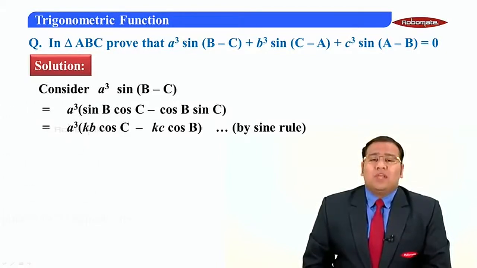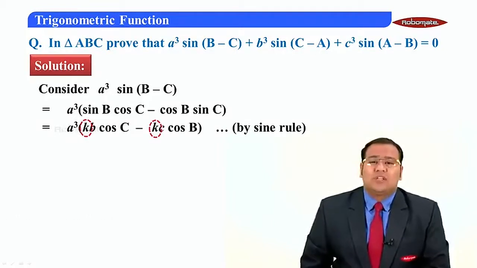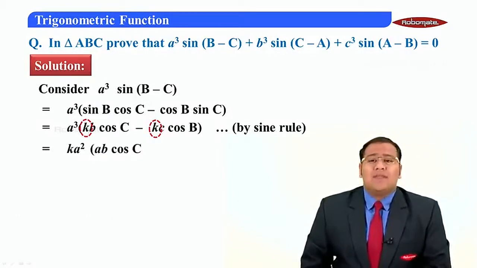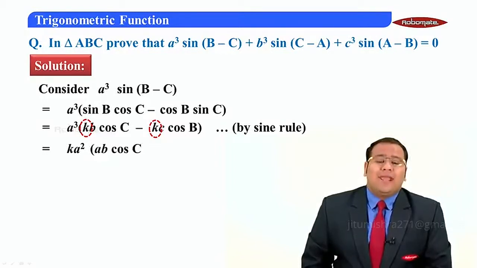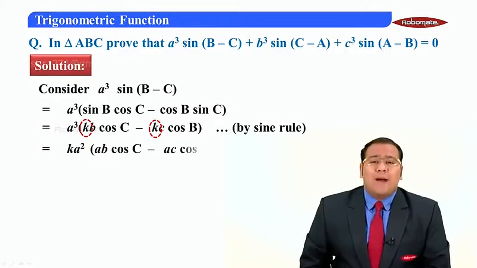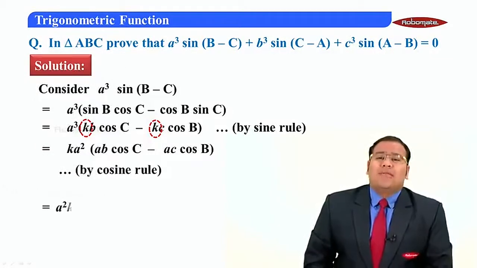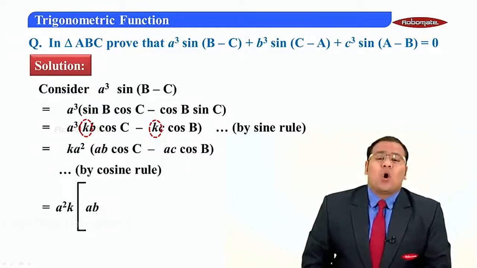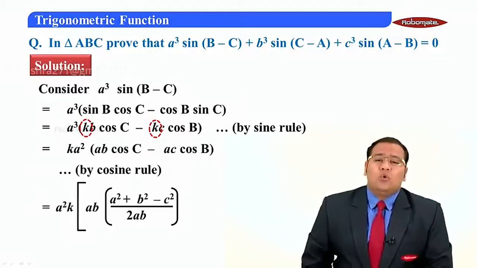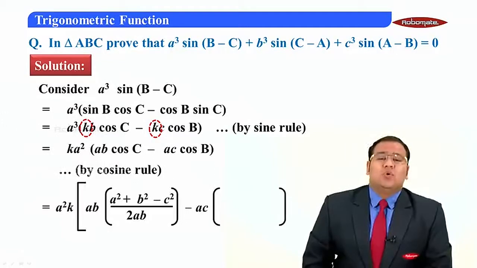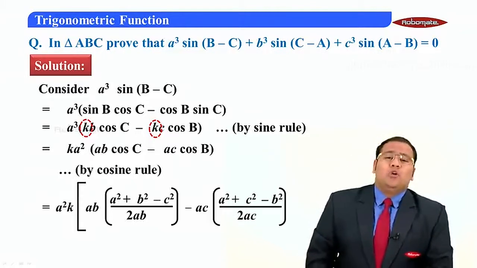Now, if you observe this equation, k is constant in the complete equation, so it can be kept out as common, and out of a cube, a square is kept and a is inserted in the bracket. As a result, you get ka square into (ab cos c minus ac cos b). Now, by applying the cosine rule, ab cos c becomes (a square plus b square minus c square) upon 2, and ac cos b becomes (a square plus c square minus b square) upon 2.